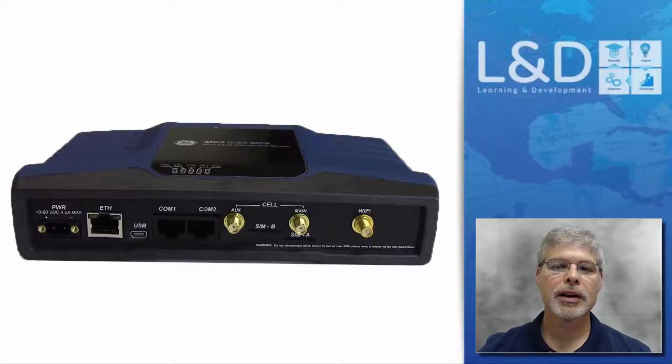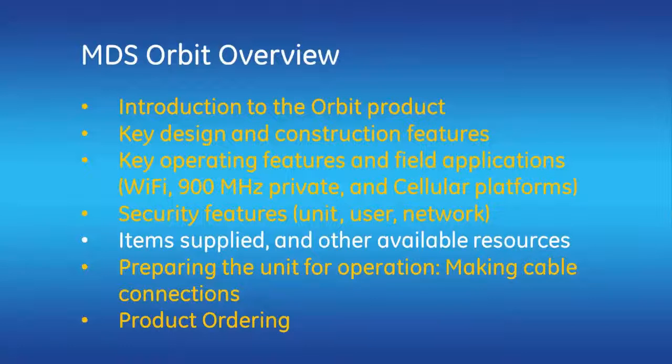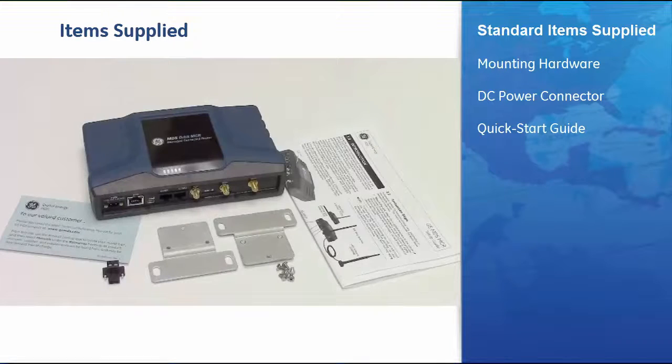Next, we'll cover the items typically sent in an Orbit shipment and show what other resources are available for use with the product. When shipped from the factory, the unit typically includes mounting brackets as specified in the order, flat or DIN style, a DC power connector, and a quick start guide. An informational card is also supplied, explaining how to obtain the latest copy of the technical manual. Let's take a look at these items in a little more detail.